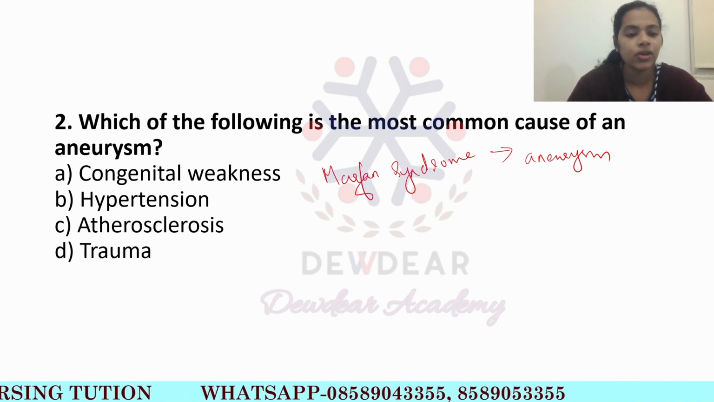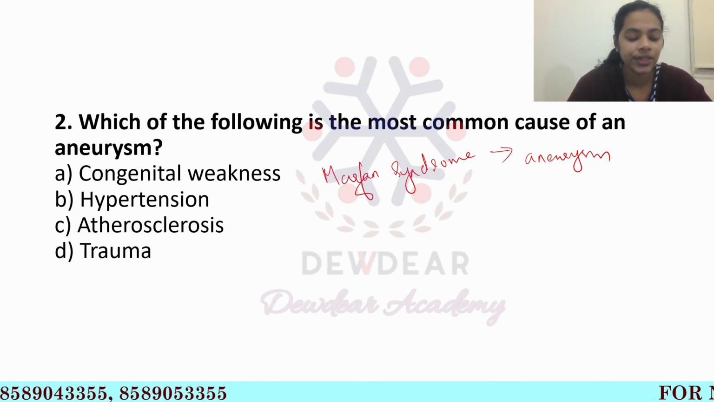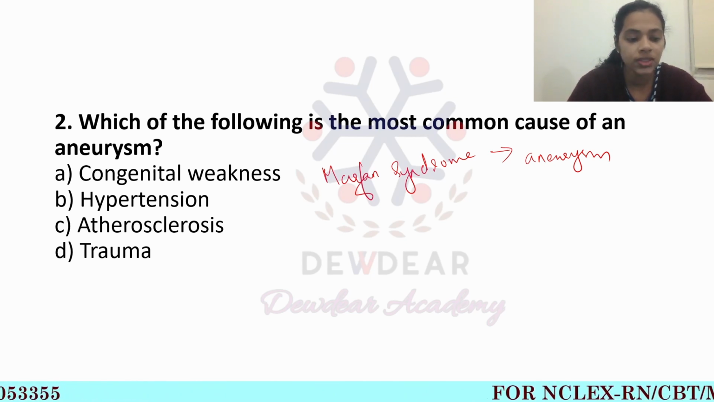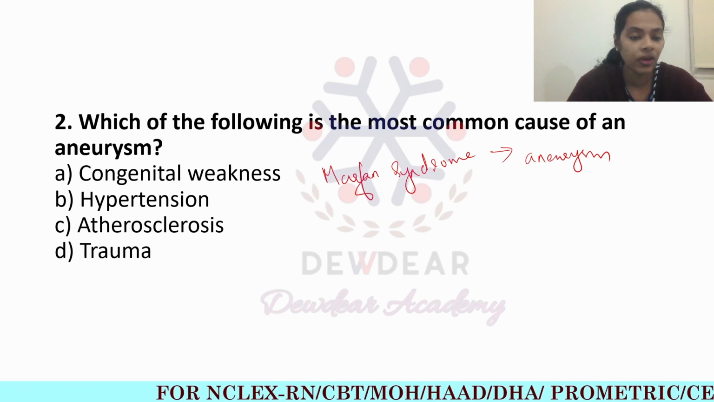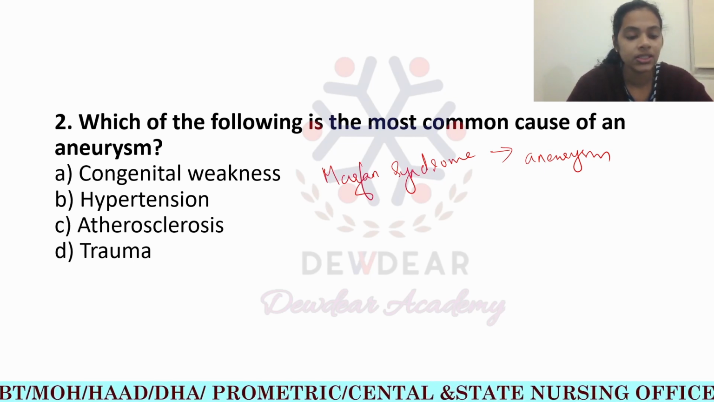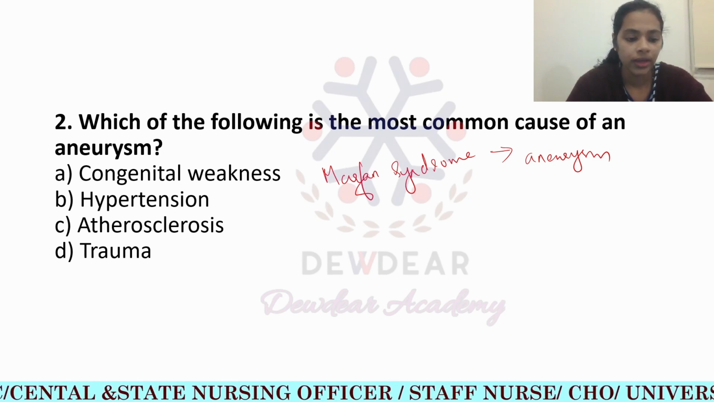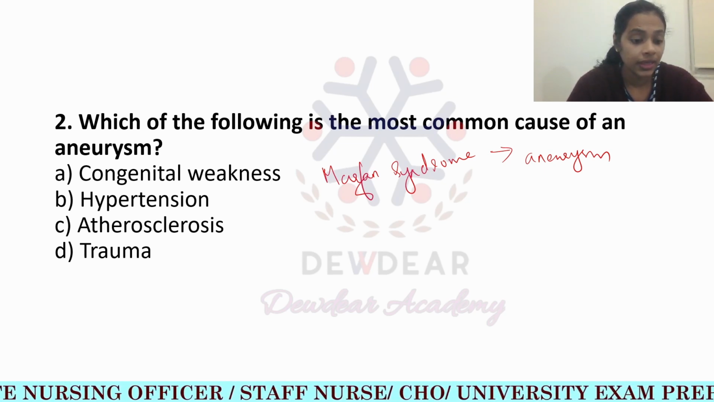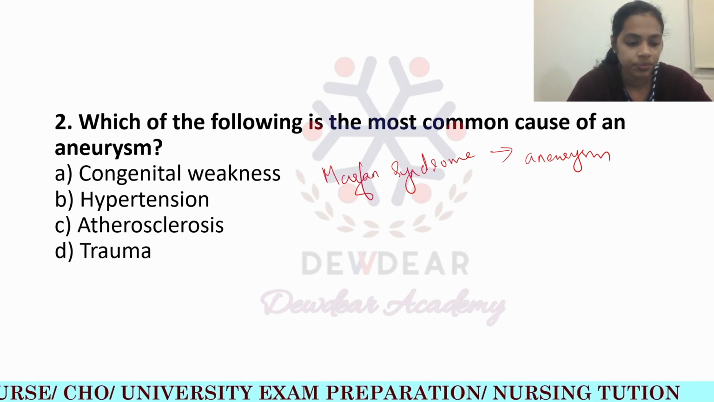Then we have the second option, that is hypertension. What happens during hypertension? It increases the stress on the arterial walls, and there is a significant risk factor. It can be a risk factor for aneurysm formation and also rupture, but it is not a primary cause for aneurysm. So it can cause aneurysm, but it is not the most common cause.